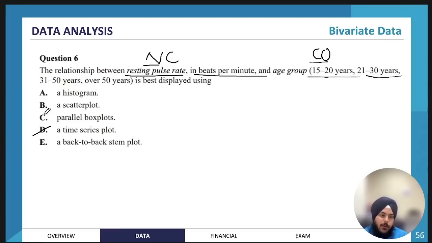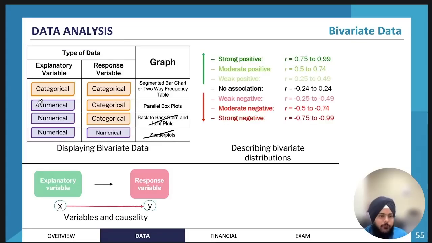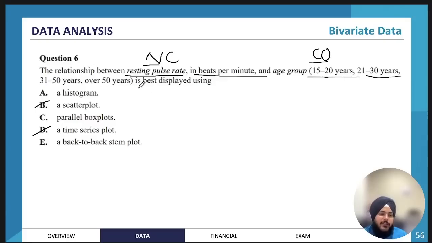But would that be the best way of representing this? Probably not. So let's just look at the other examples. Histogram, again, wouldn't be the best way of representing this, because a histogram is again usually used to represent univariate data. So no. So it's either parallel box plots or stem and leaf plots.